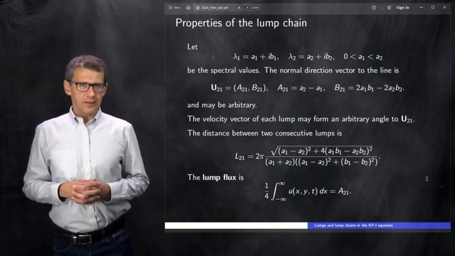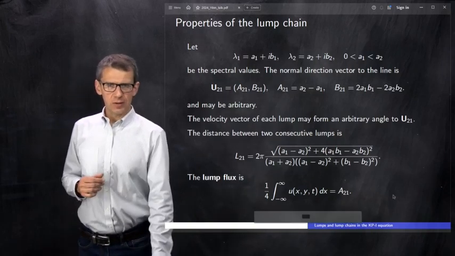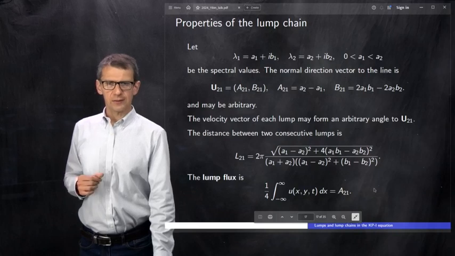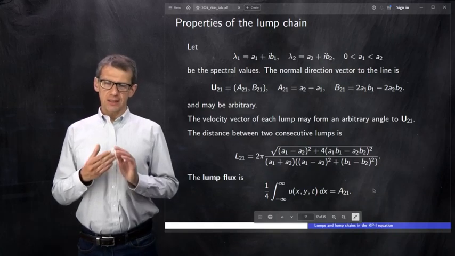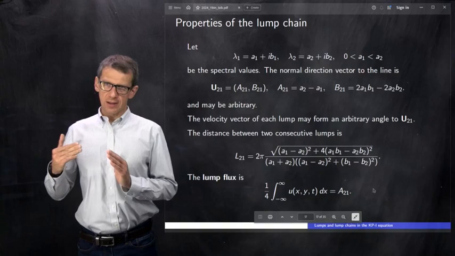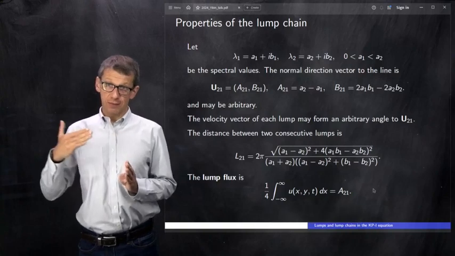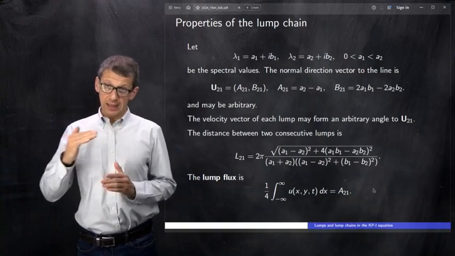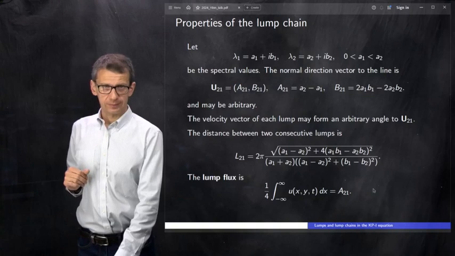Okay, there is an interesting quantity here which is called the lump flux. This is simply the first integral of KP1. Informally speaking, it is the number of lumps that are flowing along the lump chain as time goes on.